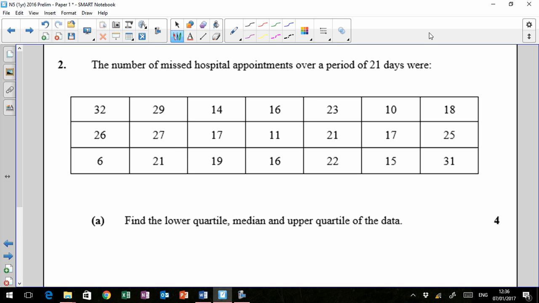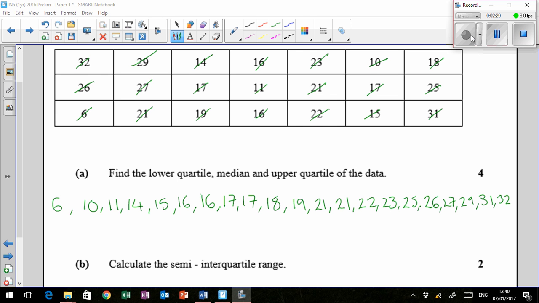So the second one, the number of missed hospital appointments over a period of 21 days, where we find the lower quartile, median, and upper quartile. Before we start this, your numbers need to be in order. It doesn't make any sense to do it from a random list. I'm going to pause the video and put them in order just to save you watching me do that. Okay, so there you go. There it is written out in order.